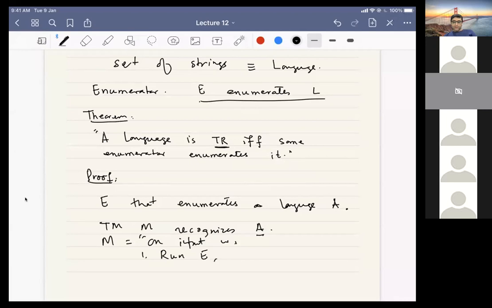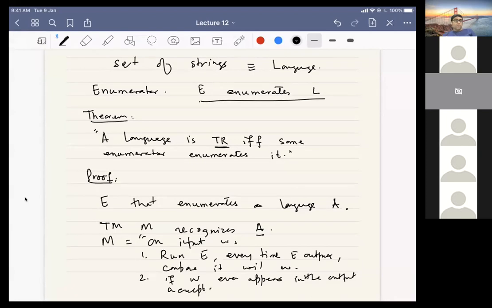And every time E outputs, compare it with W. If W ever appears in the output, accept. Since we are only talking about accept, it means that this TM is a recognizer. It is not a decider.